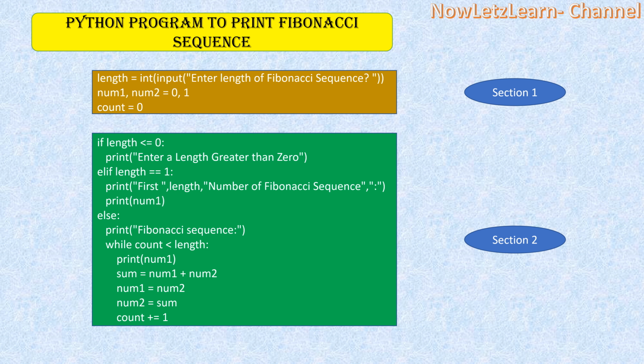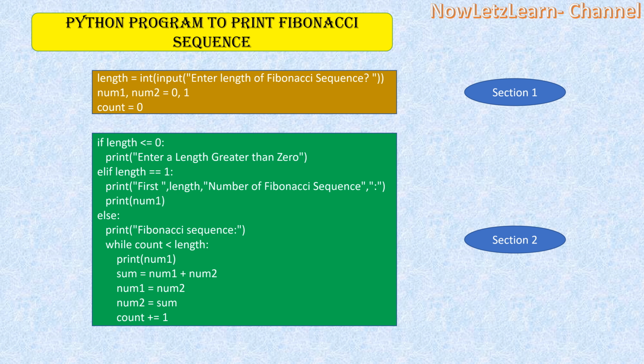And then we need a counter to make sure that the Fibonacci sequence does not exceed the length given by the user. So we are creating another variable called count, equal to 0. This is all about section 1, and then comes the actual execution in section 2.